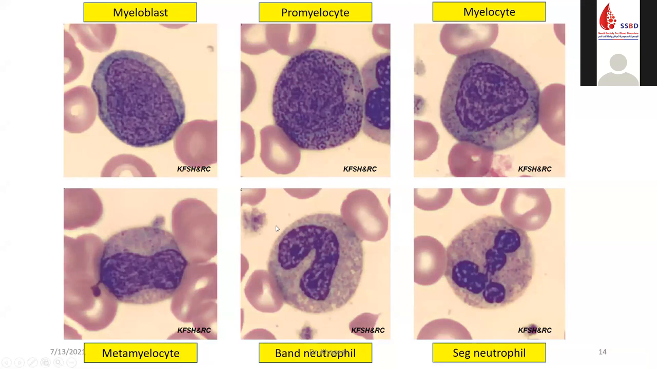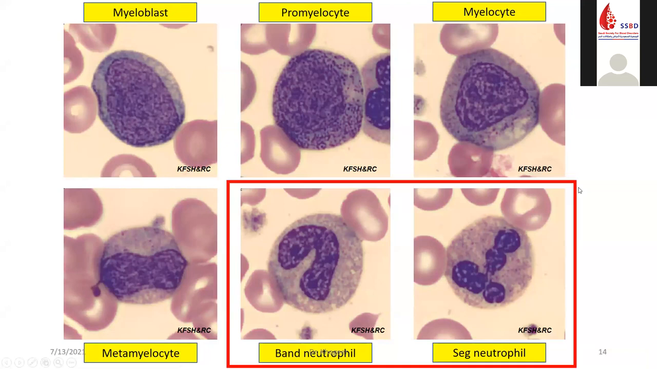These figures demonstrate the normal maturation sequence of the neutrophil, starting from the myeloblast, which is the early stage of neutrophils. Then it matures or differentiates into a promyelocyte, then a myelocyte, after that a metamyelocyte and band neutrophil, and finally the segmented mature neutrophil. So in the peripheral blood, usually you find segmented neutrophils and band neutrophils.